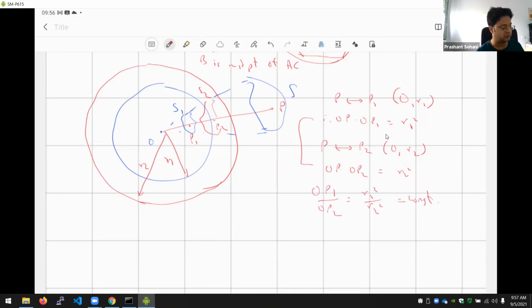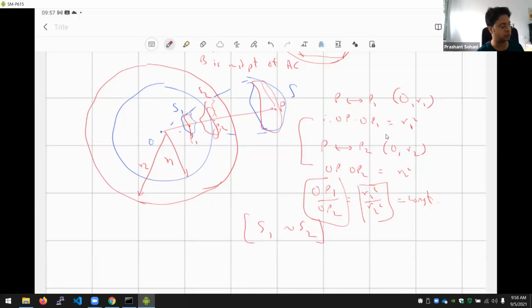In other words, as the point P moves on the set S, P1 and P2 are going to move, but all the time the ratio between OP1 and OP2 is going to be constant. What this means is that S1 and S2 are similar, and they are related to each other by just this fraction, the ratio R1 square upon R2 square. What does this mean? It means that taking the inverse image, the shape of the inverse object doesn't depend on the radius. You can change the radius, but the shape remains constant.